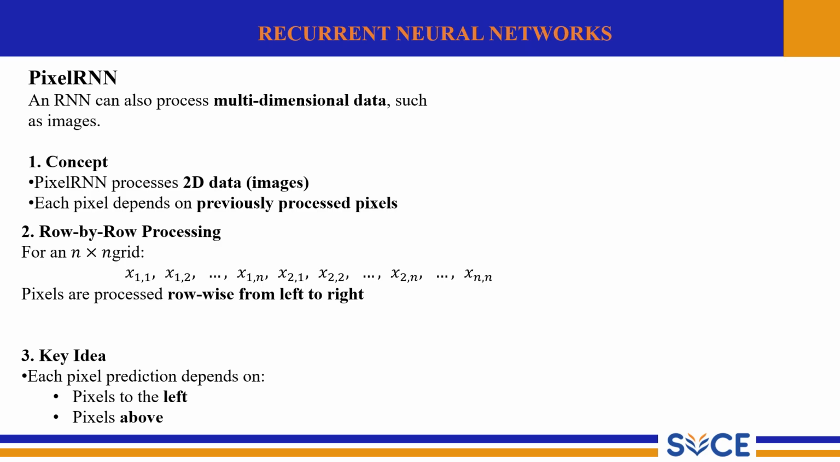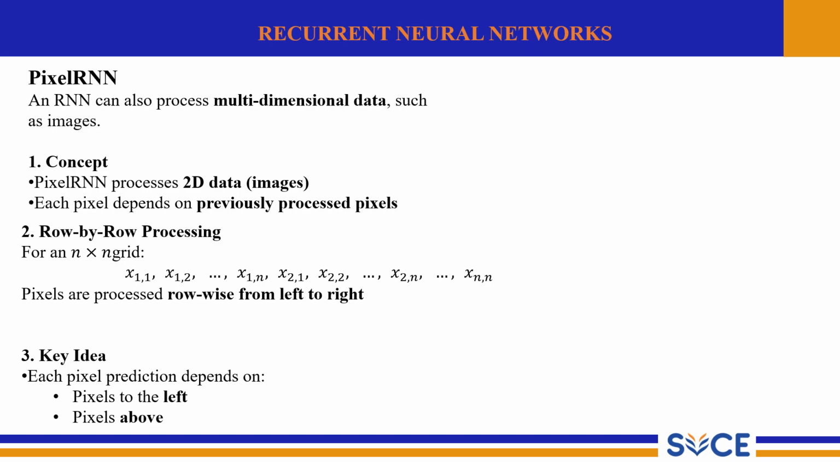This means the model processes the image row by row, and within each row left to right. At each step, the model predicts the next pixel based only on the pixels that have already been processed. This sequential ordering is very important because it prevents the model from cheating by looking at future pixels.